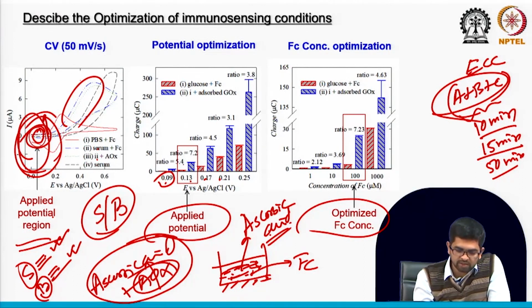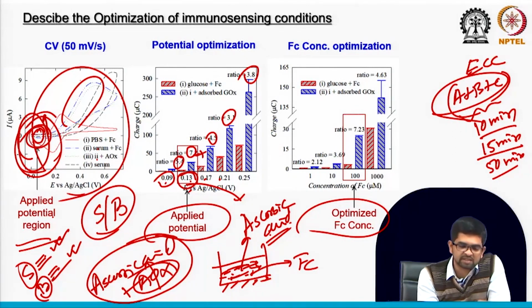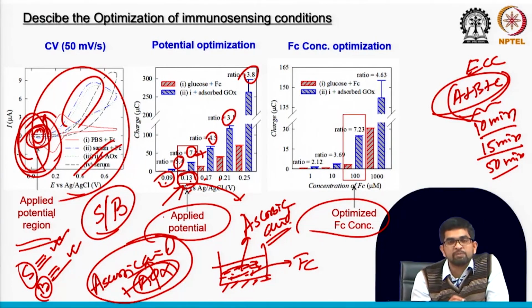which potential is showing the highest signal to background ratio. So here you can see 5.4, 7.2, 4.5, 3.1 and 3.8. So 7.2 is the best. So 0.13 is the best. So you can select 0.13 potential for your biosensors. From now onwards, when we design these biosensors, you always have to apply 0.13 volt, because this is the best potential, where you are getting the best signal to background ratio.